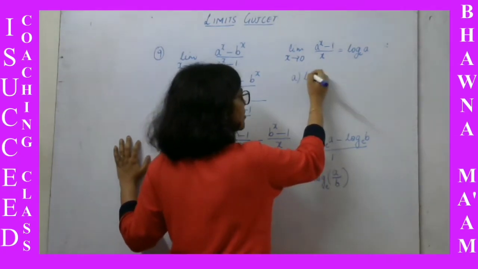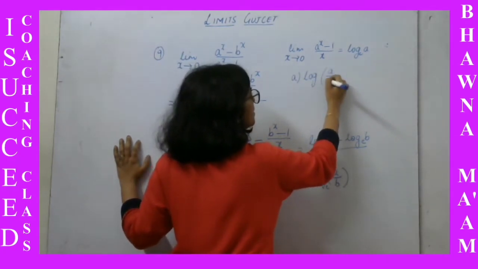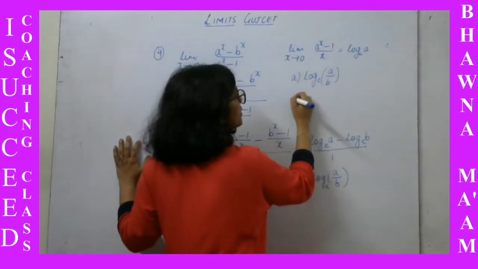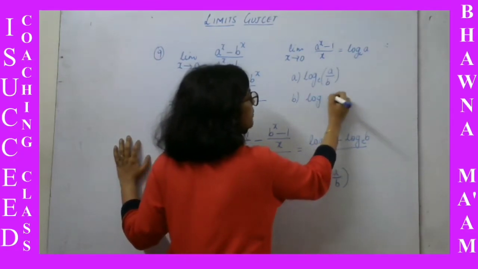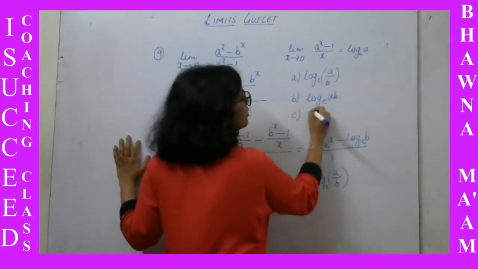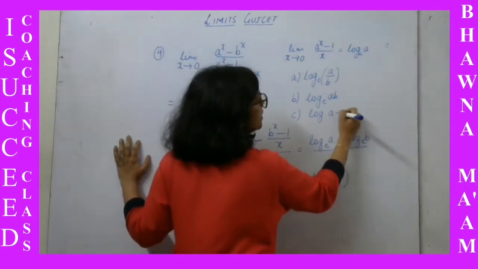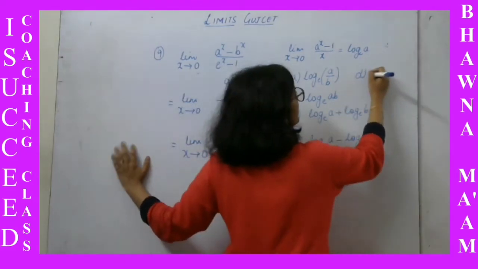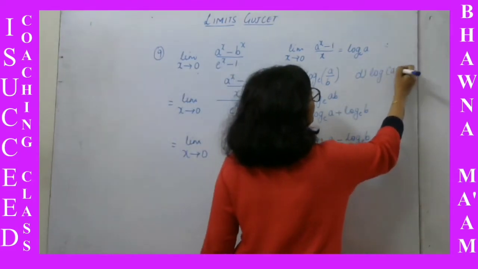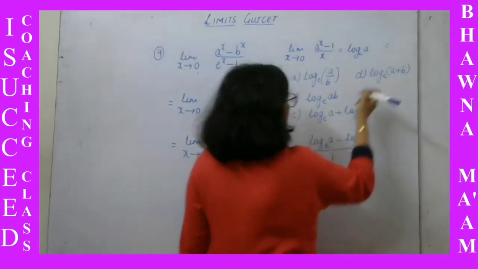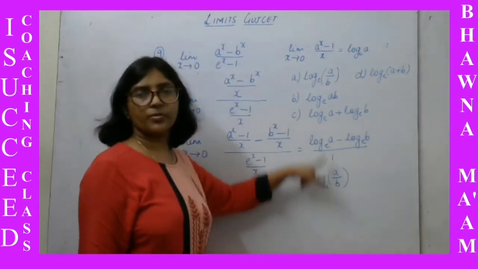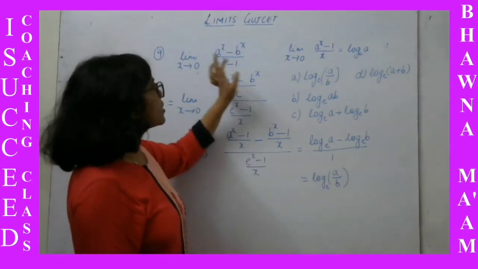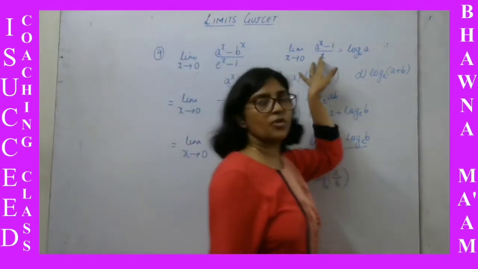The options were log a by b, log ab, log a plus log b, and so on. So yes, we got log a by b to the base e. So whenever you have an a raised to kind of term, you can think of this formula and apply it.